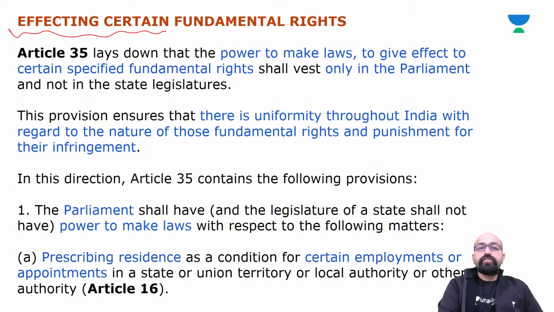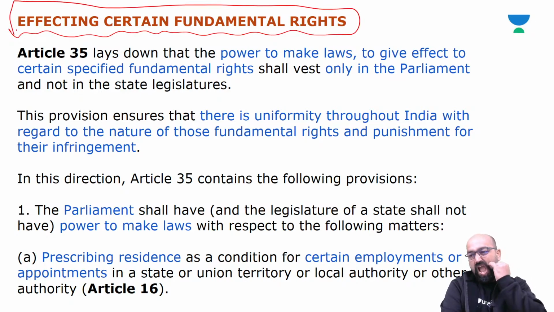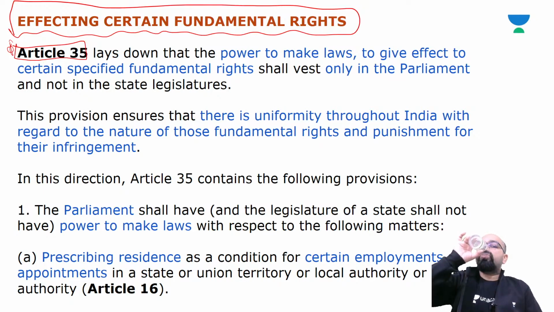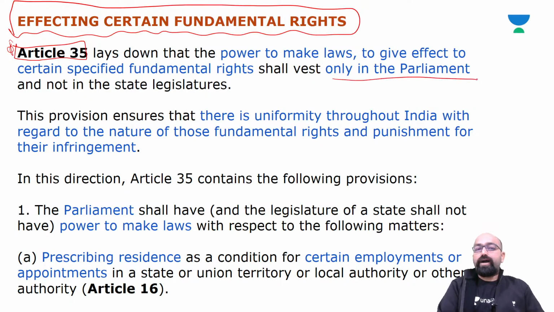Next, affecting certain fundamental rights. Here Article 35. After Article 34, next, Article 35. So Article 35 lays down that the power to make laws to give effect to certain specified fundamental rights shall vest only in the Parliament and not in the state legislatures. So here Article 35 mentions that power to make laws to give effect to certain specified fundamental rights shall vest only in the Parliament.